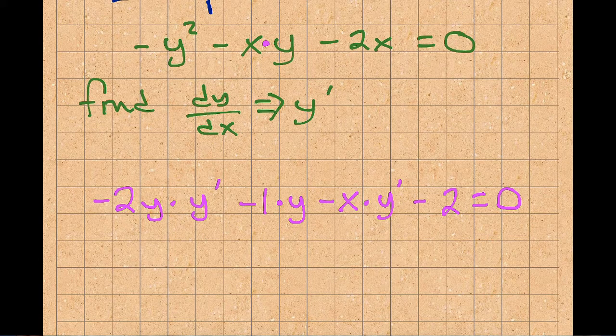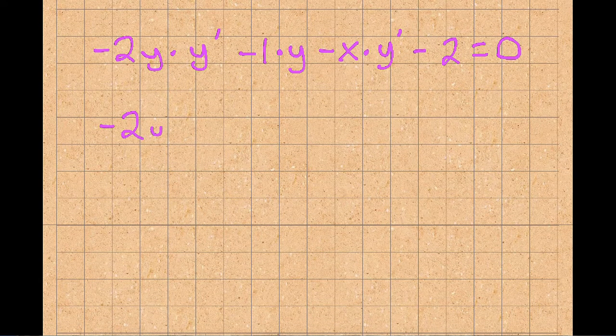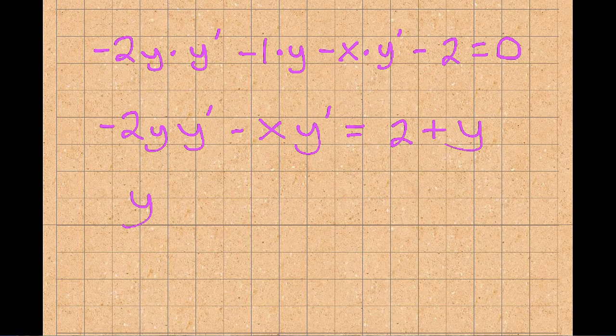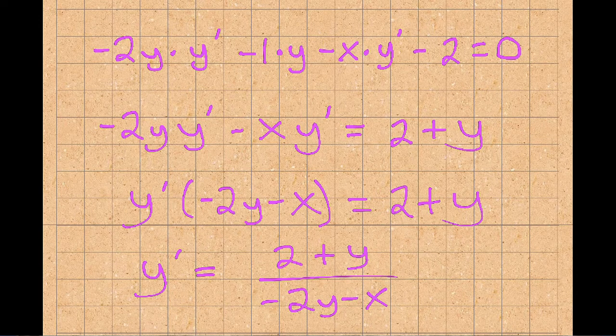Now we just take this and solve for y prime. So negative 2y prime minus x y prime has to equal 2 plus y, if I move the negative 1y and the 2 over to the other side. If I factor out a y prime, negative 2y minus x is equal to 2 plus y. And then finally, if I divide by negative 2y minus x, there's my derivative.